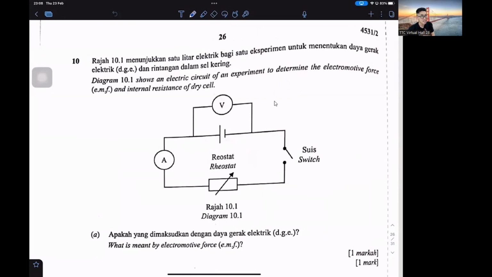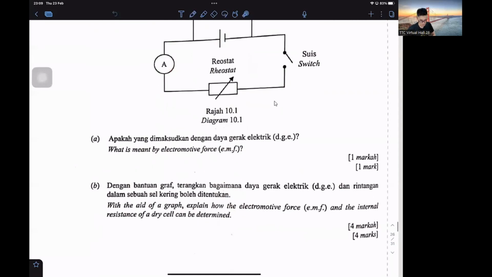All right, the final question we will look at is the Selangor paper. Selangor paper set 1, Paper 2, question number 10. So here we have an electric circuit to determine the EMF and the internal resistance of the dry cell. Very simple circuit if you want to find EMF and internal resistance. You just need a battery, the dry cell. You connect a voltmeter across it. You have an ammeter. You have a variable resistor or a rheostat, meaning you can change the resistance. Then you have a switch.